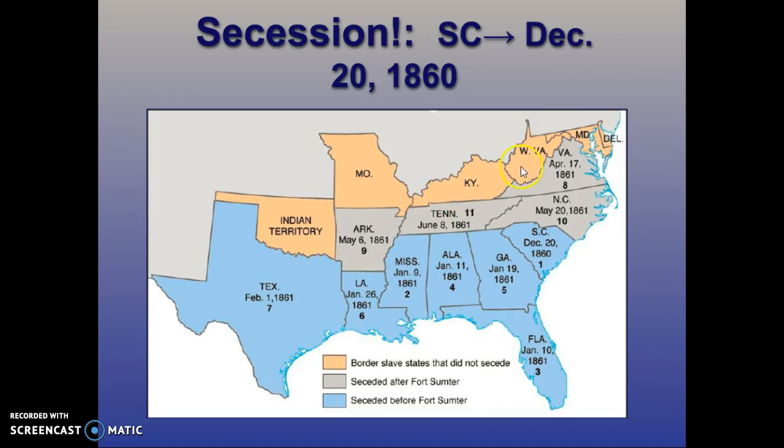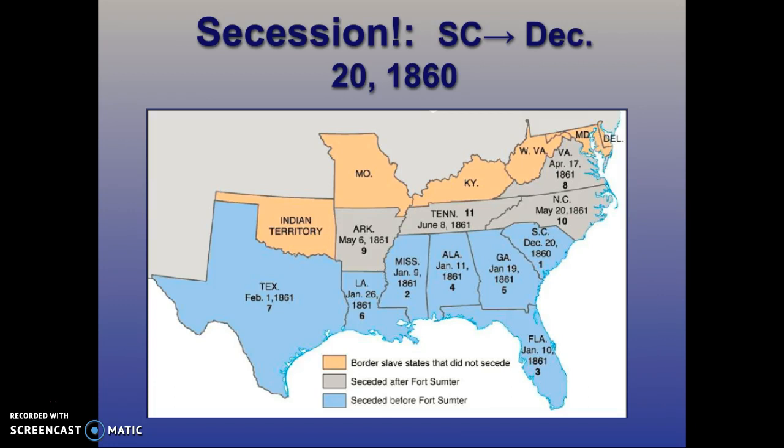Now, not all slave states seceded. Missouri, Kentucky, West Virginia, Maryland, and Delaware are called border states. They're slave states, but they chose to stay with the Union. We're going to talk about all of that a lot more next week.